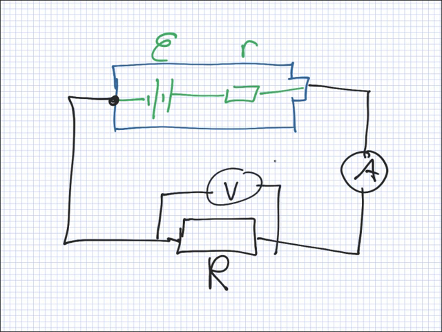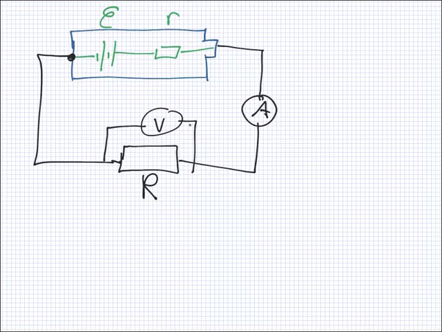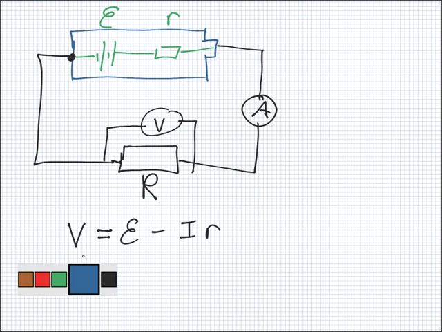Doesn't really matter. Now, we can use Kirchhoff's loop rule, but we already have the formula from earlier. Kirchhoff's loop rule gave us the formula V equals E minus IR. Now, what do we not know here? We don't know E and R.